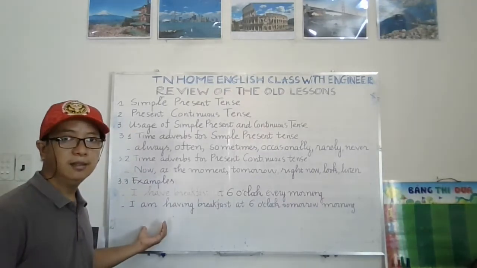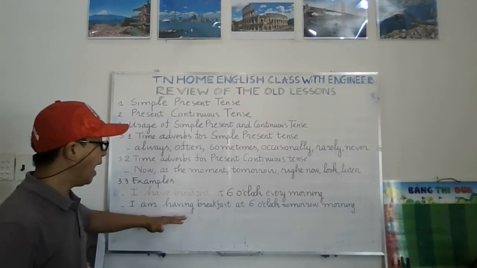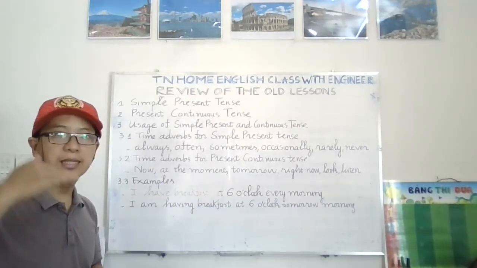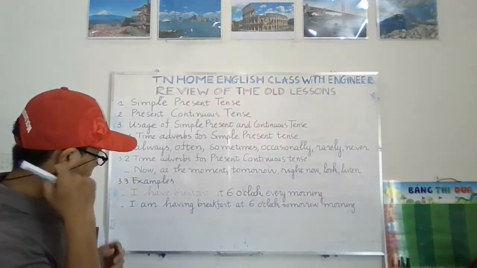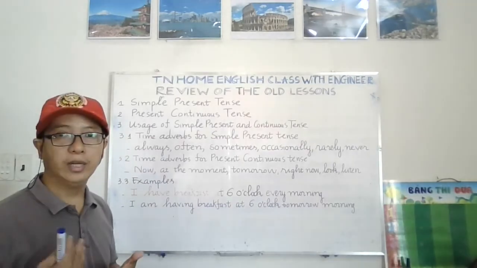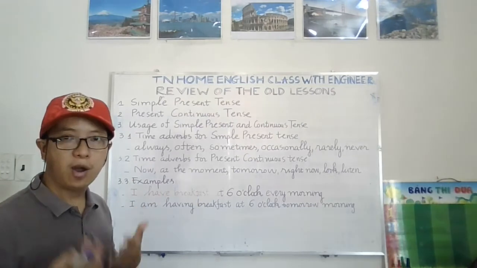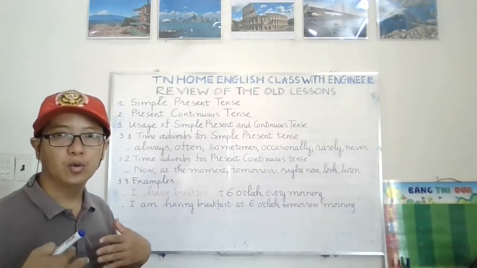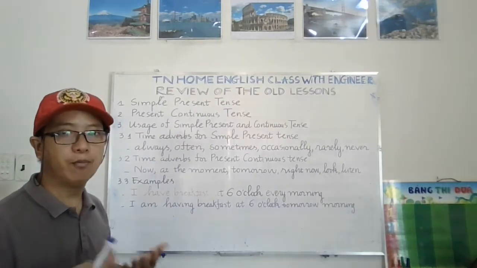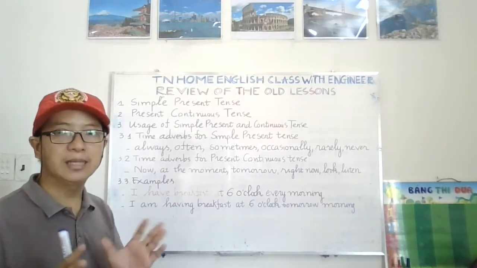But in the second sentence below, it is different. I am having breakfast at 6 o'clock tomorrow morning. It talks about an action happening in the near future. You can have breakfast at 6 o'clock tomorrow morning, or you can cancel. You don't eat breakfast at 6 o'clock tomorrow morning. It's just a plan, a schedule. You might do it tomorrow morning. Okay, so you can have breakfast before 6 o'clock or after 6 o'clock. It's just an action happening in the near future.